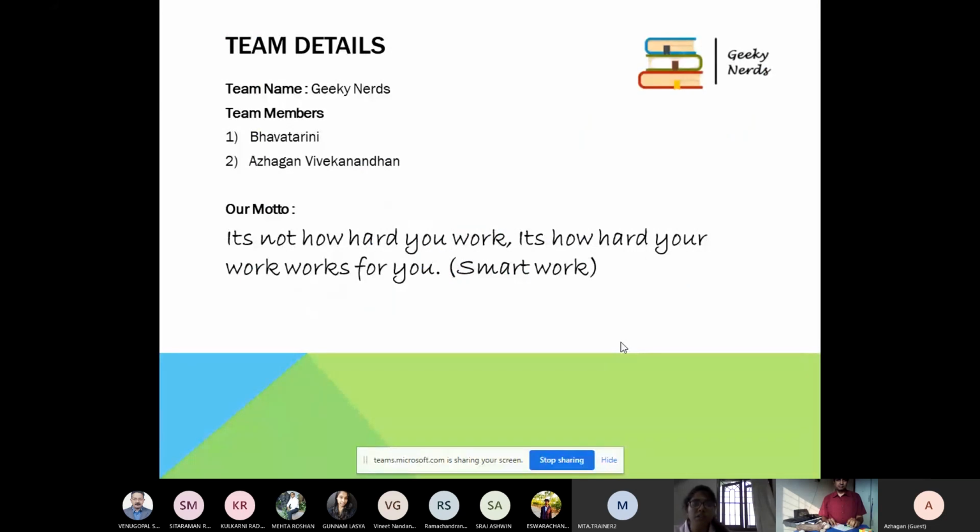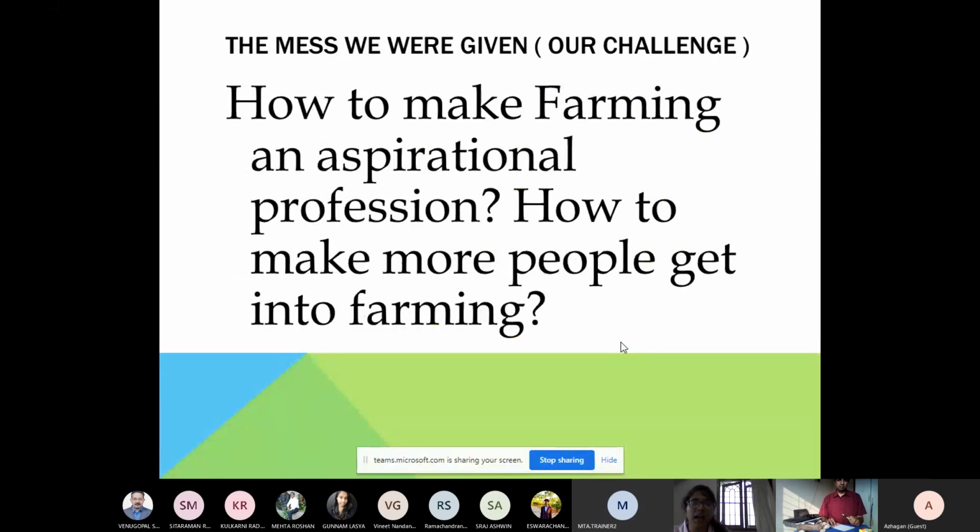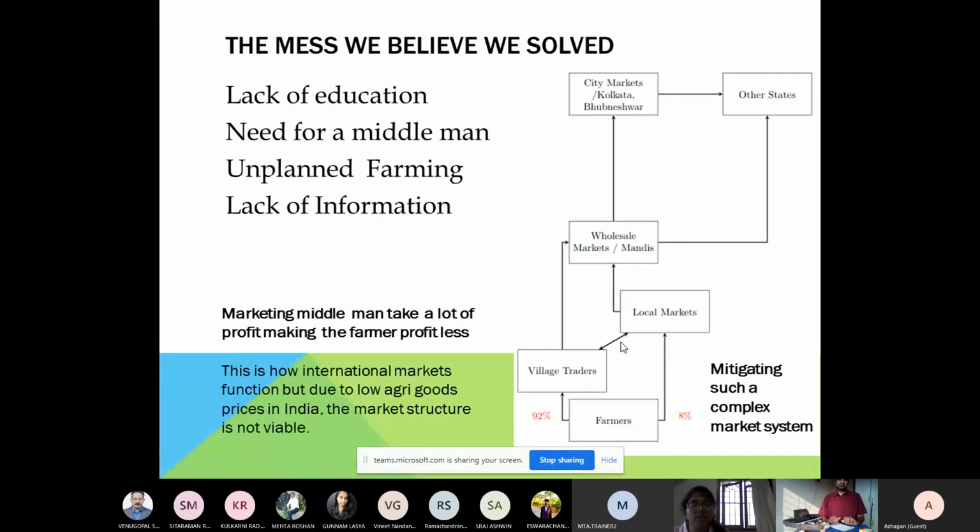So the problem which was given to us is making farming a commercial activity. It also involves bringing more people into farming. So what we understood from this was that the main problems we faced were lack of education among farmers and the need for a middleman, with such low vegetable prices and quite unplanned farming and lack of general information among the farmers.